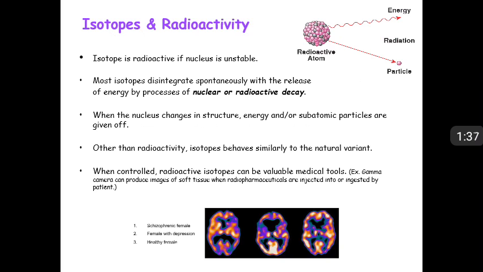Now isotopes and radioactivity. An isotope is radioactive if the nucleus is unstable. Most isotopes disintegrate spontaneously by the release of energy by the process of nuclear or radioactive decay. When the nucleus changes in structure, energy or subatomic particles are given off. Other than radioactivity, isotopes behave similarly to the natural variant. When controlled, the radioactive isotopes can be valuable medical tools. Example, in a gamma camera, they can produce images of soft tissue, and radio pharmaceuticals are injected into or ingested into the patient.